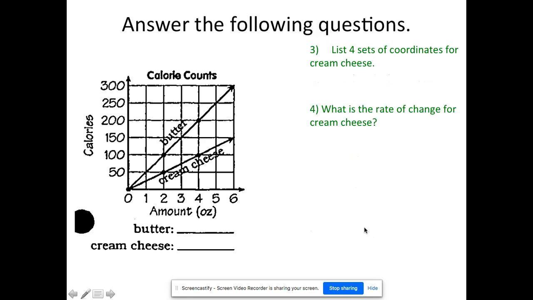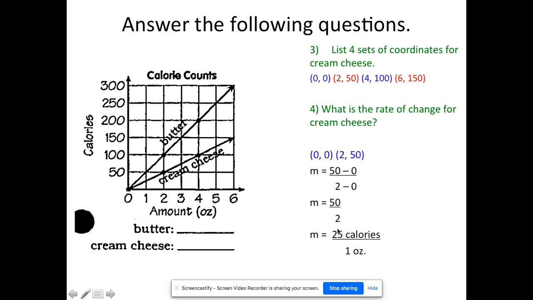When we look to the next one, cream cheese. So along the same way, we have 0, 0, we have 2, 50, we have 4, 100, and it looks like we got 6, 150. Those are our 4. What's the rate of change for the cream cheese? I'm going to pick 2 of them. So 50 minus 0 over 2 minus 0. And that would simplify down to 25 calories per 1 ounce.